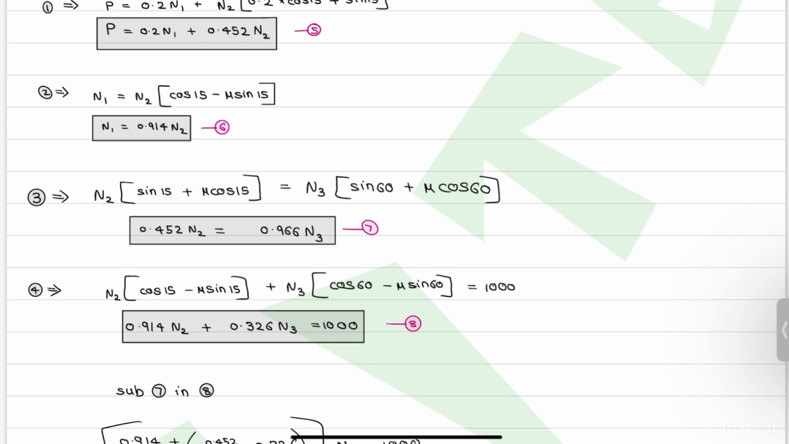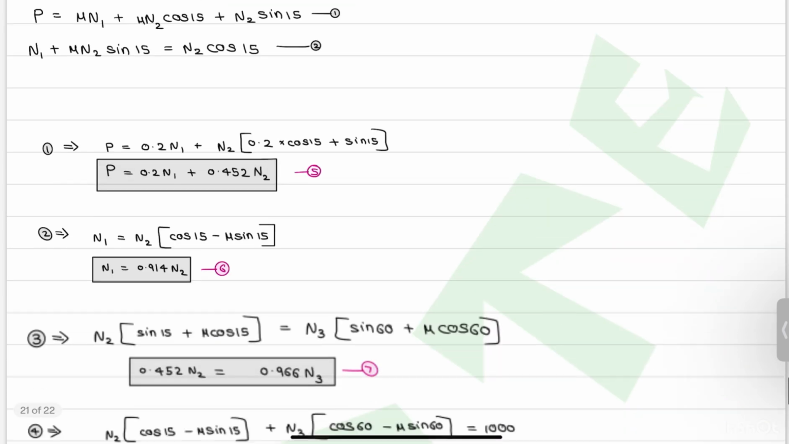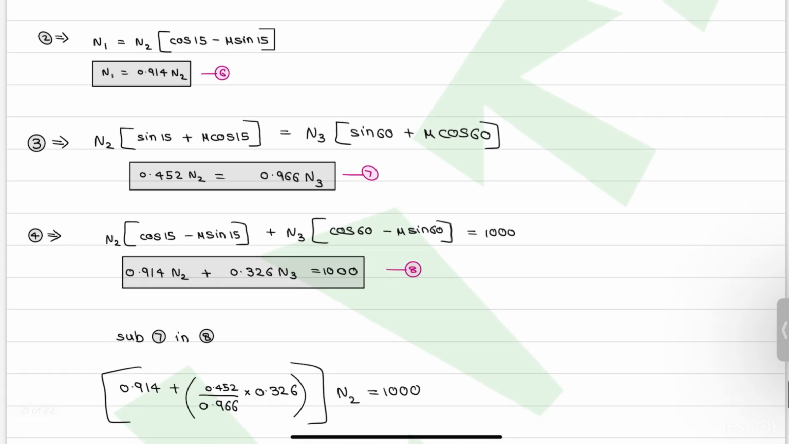Similarly, we can go for equation number 4. Rearranging equation 4, we will get another relation between N2 and N3: N2 times cos 15 minus mu sin 15 plus N3 times cos 60 minus mu sin 60 is equal to 1000. On solving this, 0.914 N2 plus 0.326 N3 is equal to 1000. This is another relation.